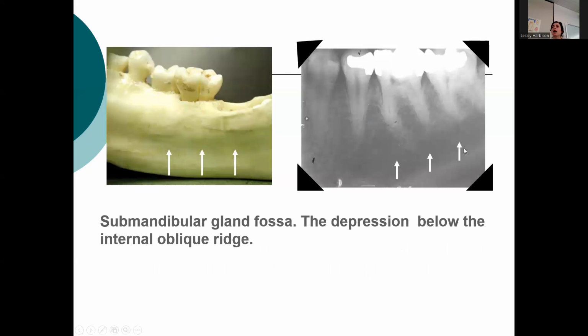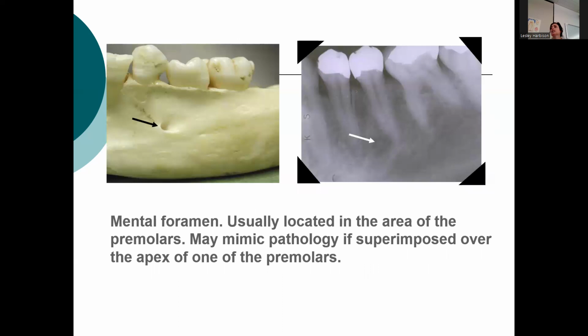Submandibular fossa is usually a little bit higher up and more just a general area that looks more radiolucent. The mental foramen is generally down here or up here, somewhere in between the two premolars. That is your best bet for where to find it.